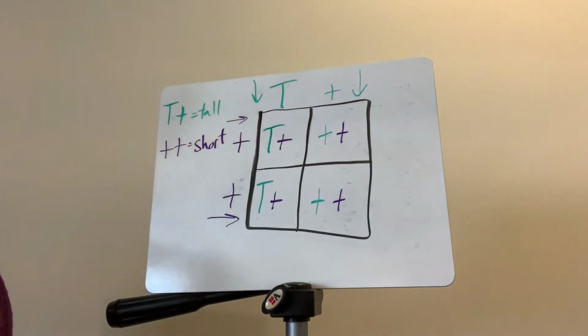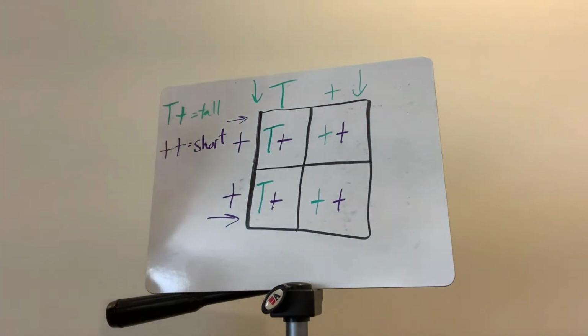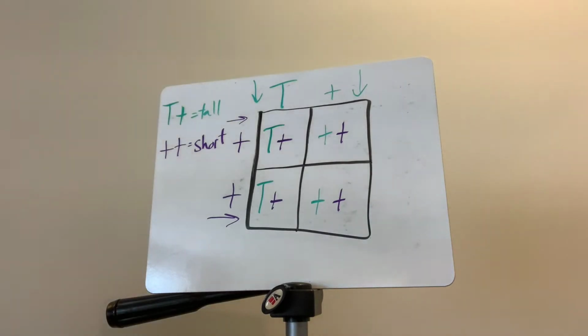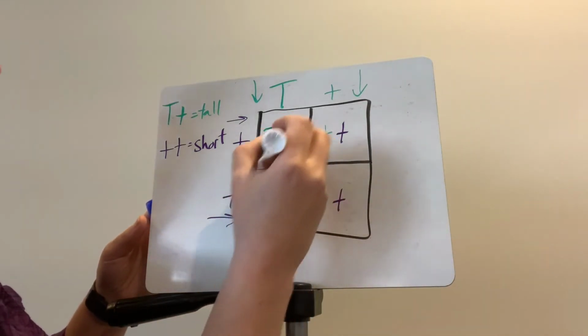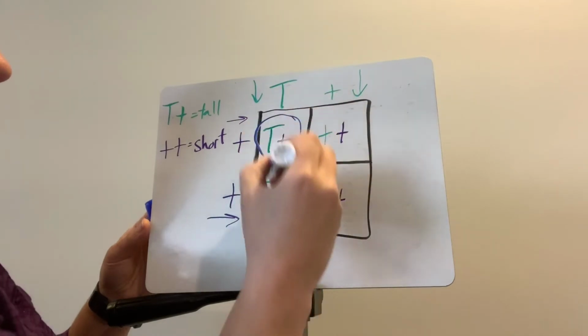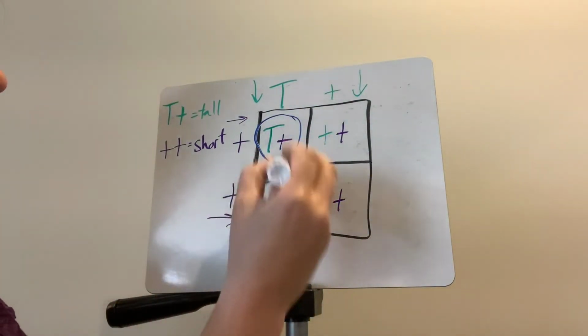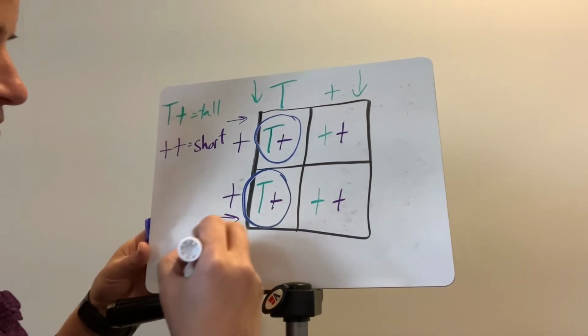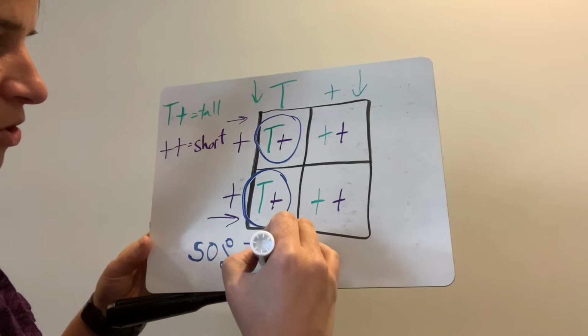So we are looking again. We have 4 squares. We have 2 squares, sorry, that have the capital T in them. Okay? We have 2 squares with the capital T, which means 50% of these offspring will be tall.